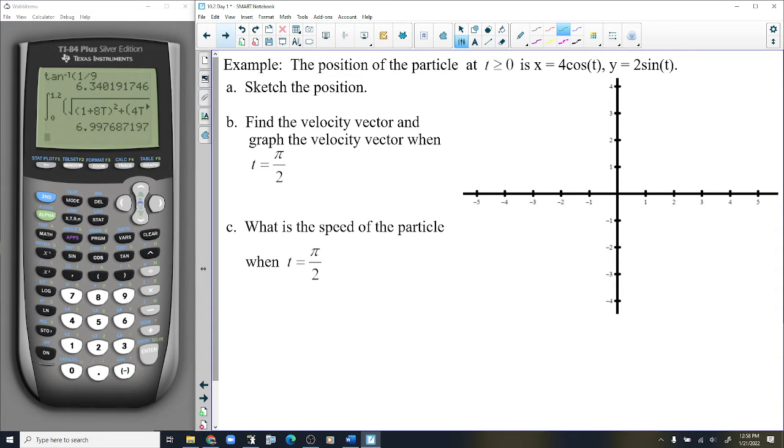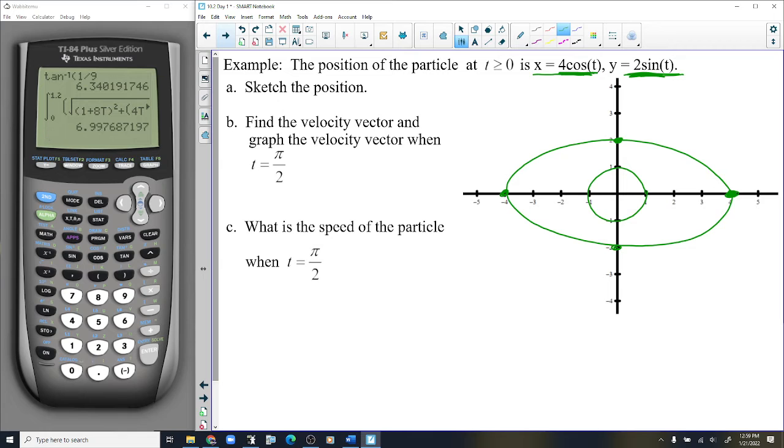Example: the position of the particle at t greater than or equal to 0 is given by those two equations. Sketch the position. This is almost the unit circle because x is cosine, y is sine. This would be the unit circle right here, but this has been stretched along the x by 4, stretched along the y by 2. So this would be pretty easy to graph. It ends up being an ellipse. And it starts over here where the unit circle would be, and the unit circle goes in a counterclockwise direction like that.